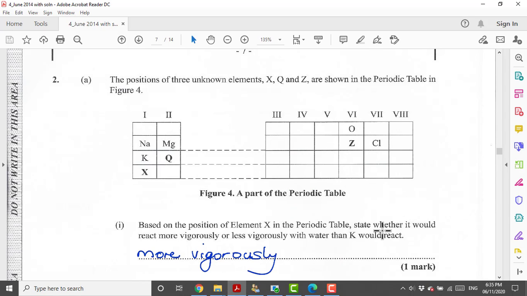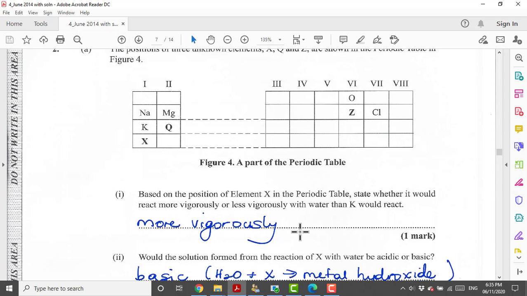So would it react more vigorously or less vigorously with water than K? It will react more vigorously because it is more reactive than potassium.